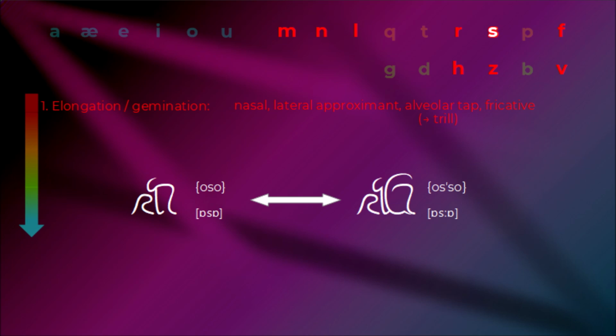A small side note: if we romanize a cluster like osso, we might put an apostrophe in between to distinguish it from the sh sound, which is also transcribed with a double S. The apostrophe indicates that it's not a digraph, but two separate S's.